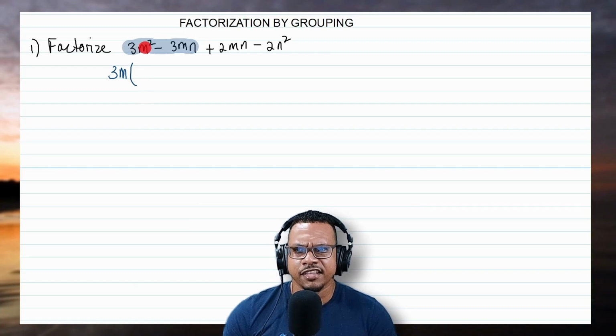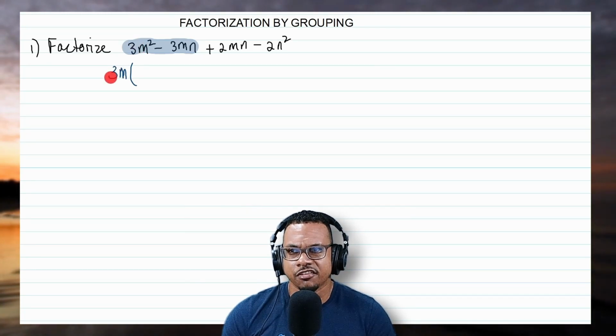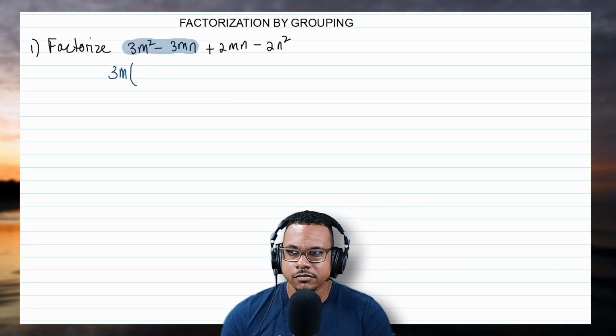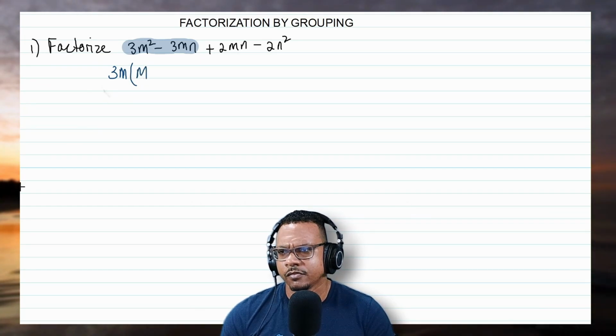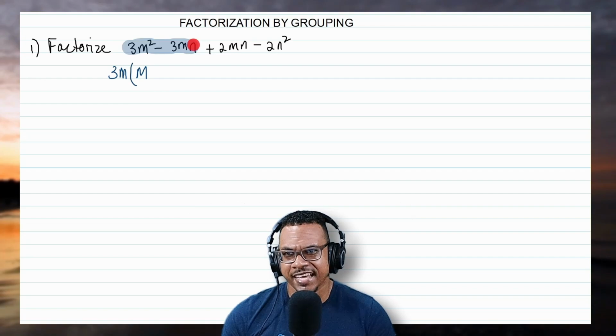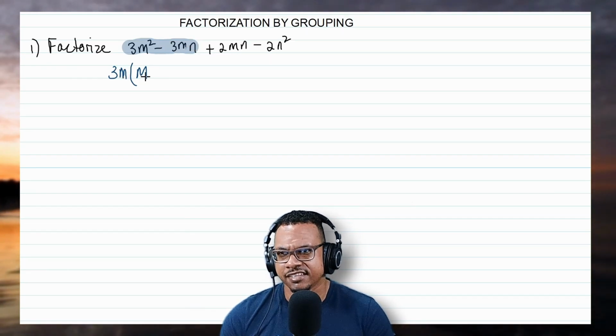All right, now I'm going to divide 3m squared by 3m, so 3 cancels 3, and m into m squared is m. Then I'm going to have 3m into negative 3mn. So again, 3 cancels the 3. All right, m cancels m, and I remain with n. Now remember, we are dividing a negative with a positive, so we're going to get a negative answer. So negative n.